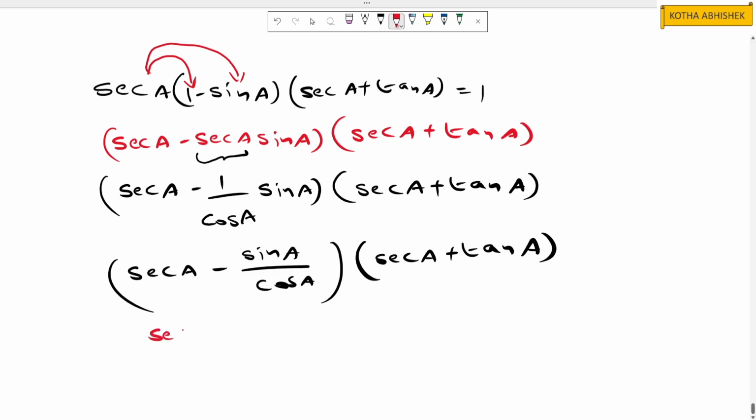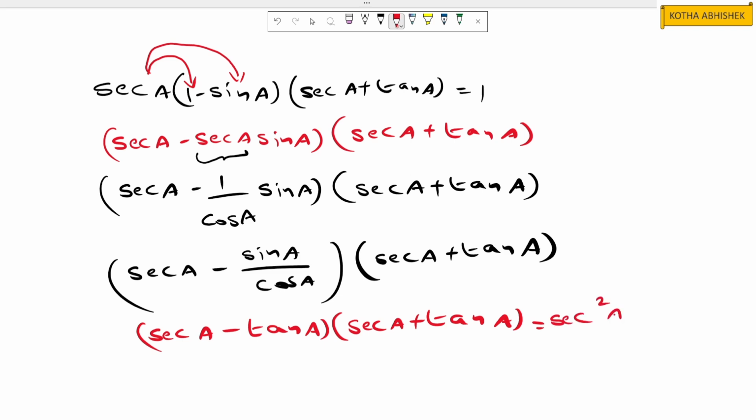Sec A minus sin A by cos A is tan A into sec A plus tan A. Now if you observe this last line clearly, sec A minus tan A into sec A plus tan A, it is in the form of A minus B into A plus B, right? So A minus B into A plus B is A square minus B square. So sec A minus tan A into sec A plus tan A can be written as sec square A minus tan square A, which is equal to 1.